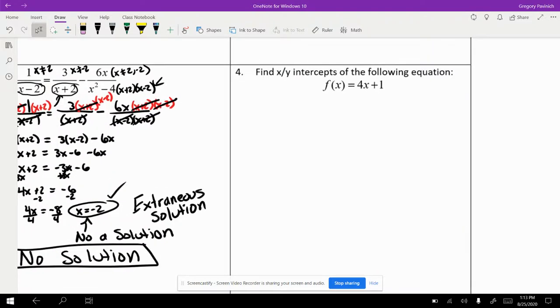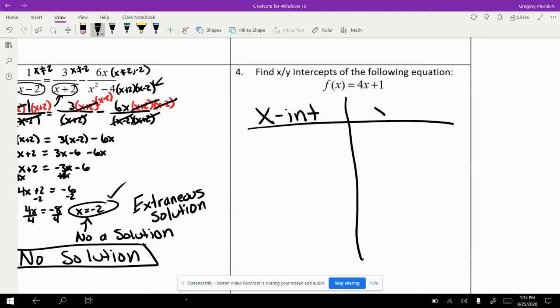Number 4, what am I going to do? I'm going to find the x and y intercepts of the following equation. So I'm going to split this up into a T chart. Got my x-intercept, got my y-intercept. We're going to use the property. I know an x-intercept, a good example would be 5, 0, and a y-intercept would be 0, 5. Right? So the property says for an x-intercept, this is always going to hold true: my y is equal to 0, and on my y-intercept, my x is equal to 0.